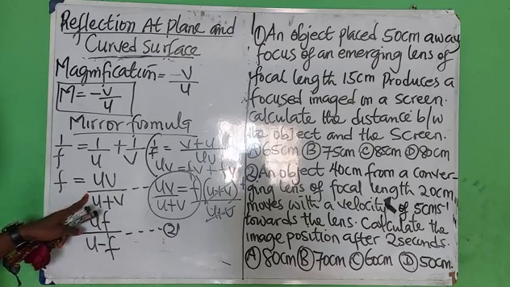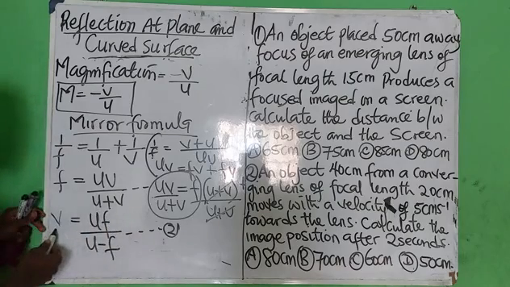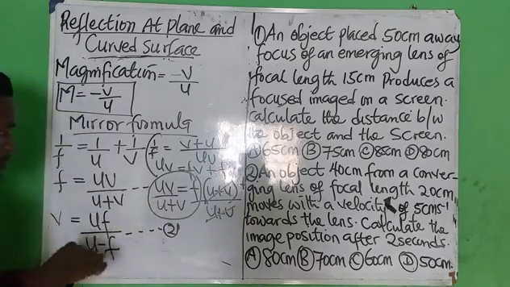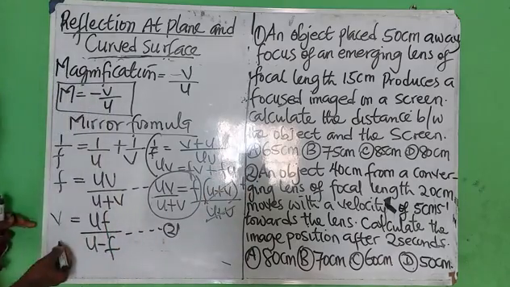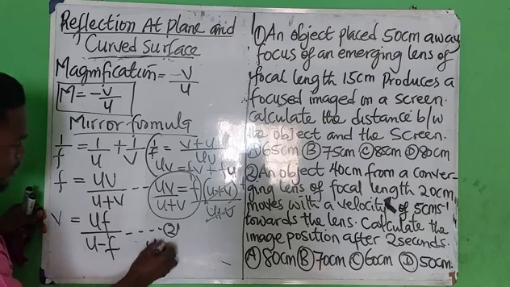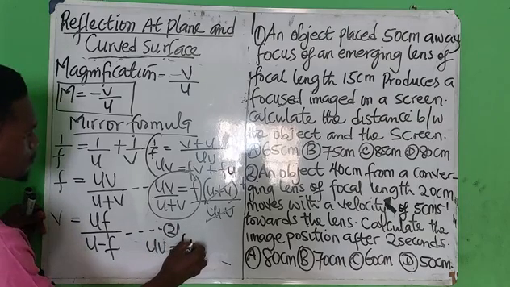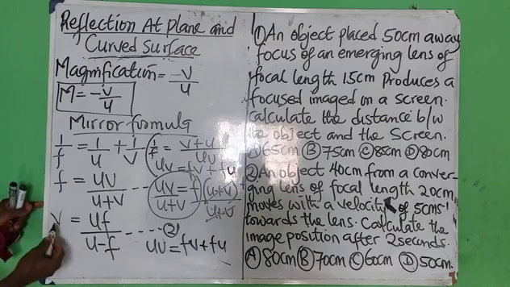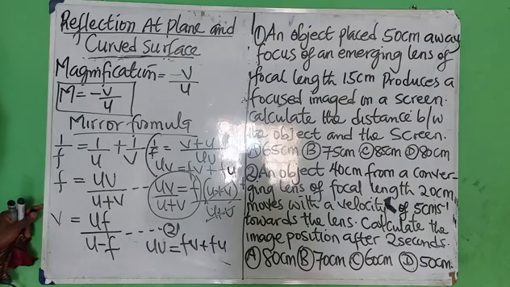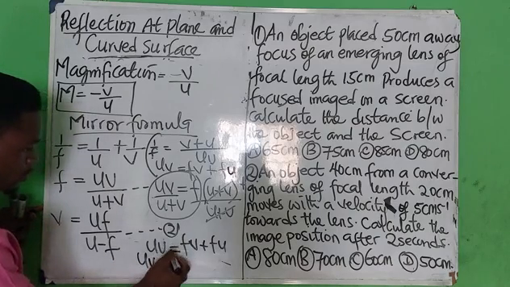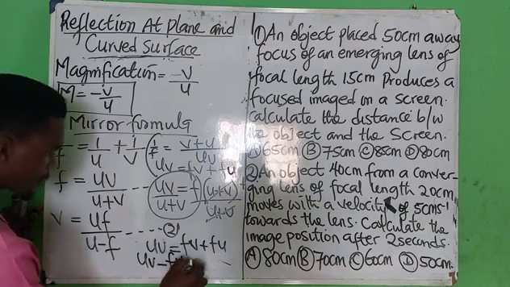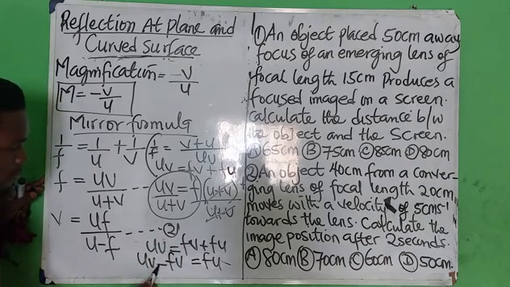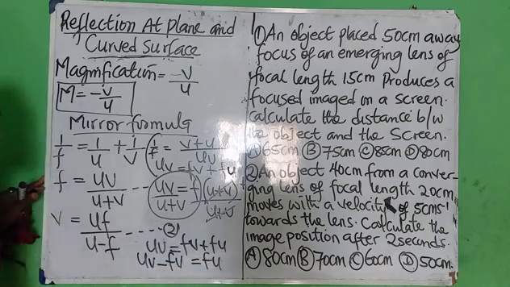Alright, so it is very, very simple. The same thing is also applicable if you want to make v the subject of the formula. If you want to make v the subject of the formula, don't forget I have that uv equals fv plus what? fu. Since we are making v the subject of the formula, you take all the v's to one side. So uv minus fv is equals fu. This one comes over and becomes uv minus fv equals fu.